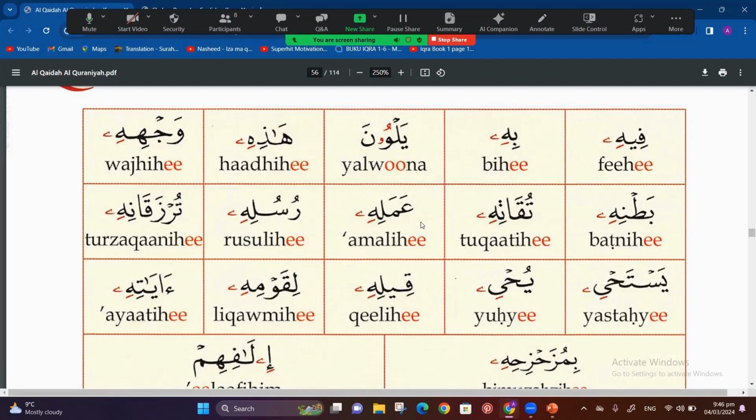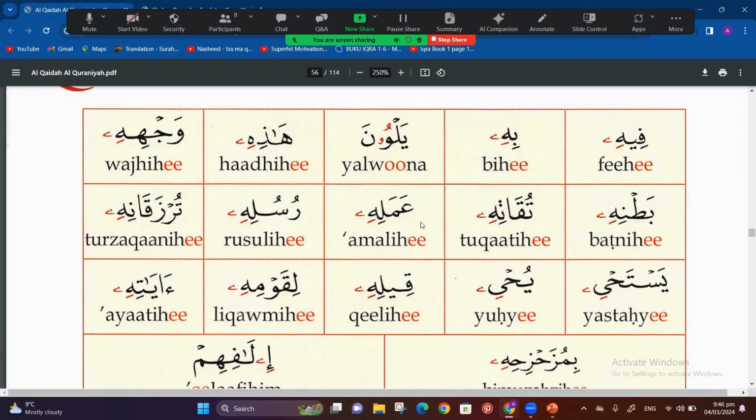Why? Because of this small waw written here in the middle. So yal woona. If this wouldn't have been here, I would have said yalvuna. Okay, so I'm saying vuna, yalvuna.